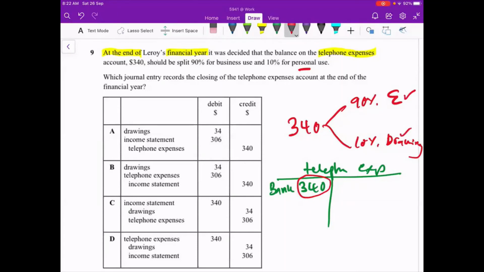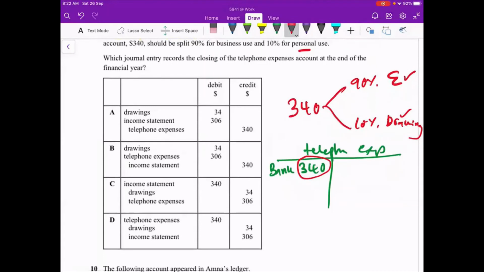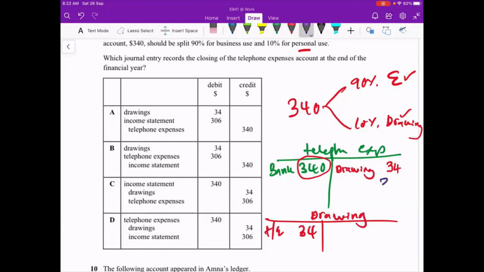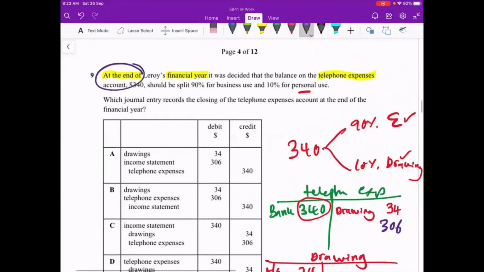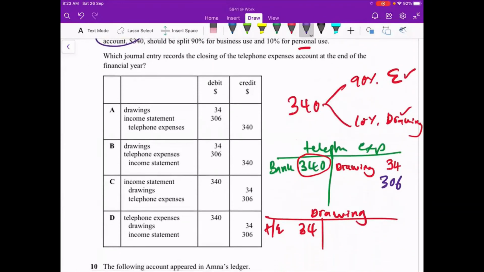Okay, first I transfer to the drawing. When I transfer the drawing, can you calculate 340 times 10%? I get 34. I will credit here 34, and then transfer this to drawing. So my drawing account will be on the debit side. Another one, the balance 306. Do you remember, all the expenses at the end of the year, we need to transfer to where? All the income and expenses, we need to transfer to the income statement.